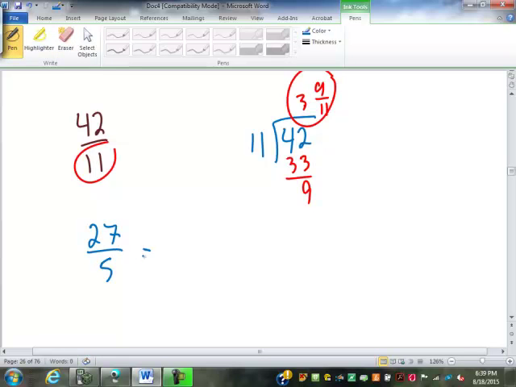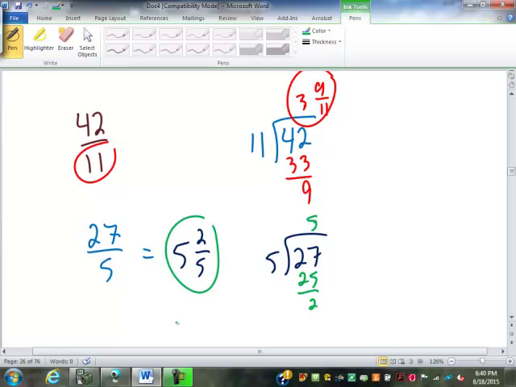27/5 becomes what? Perfect. 5 2/5. Same process. 27 divided by 5. It goes in there 5 times. 5 times 5 is 25. There's 2 left over. So that's where we get the 2/5.